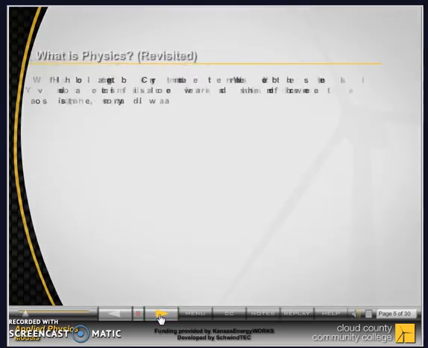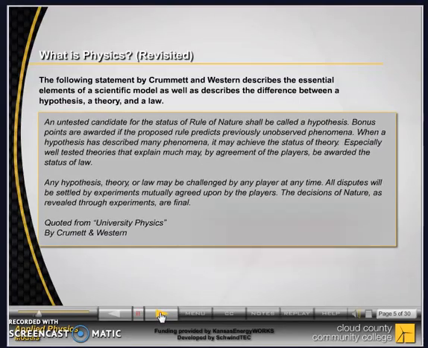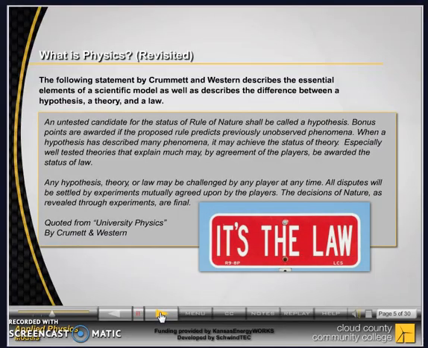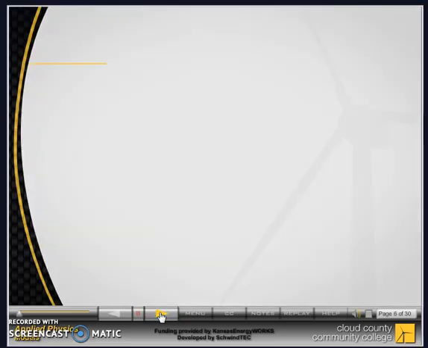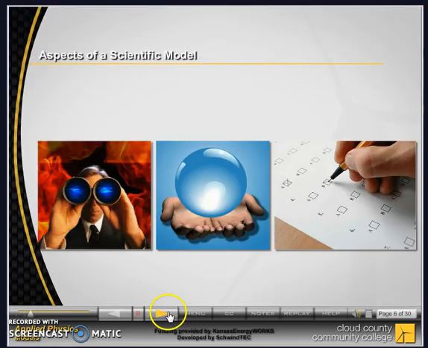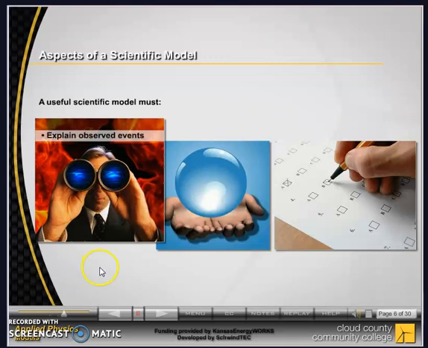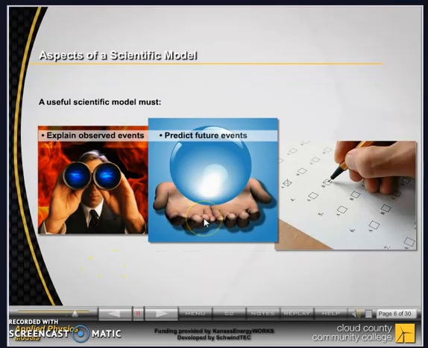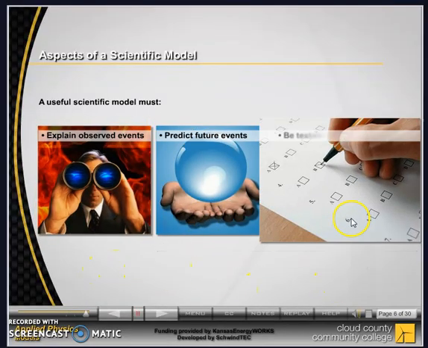The following statement by Crumit and Western describes the essential elements of a scientific model, as well as describes the difference between a hypothesis, a theory, and a law. Here are some important aspects of a scientific model. A useful scientific model must do the following: explain observed events, predict future events correctly, and be testable.